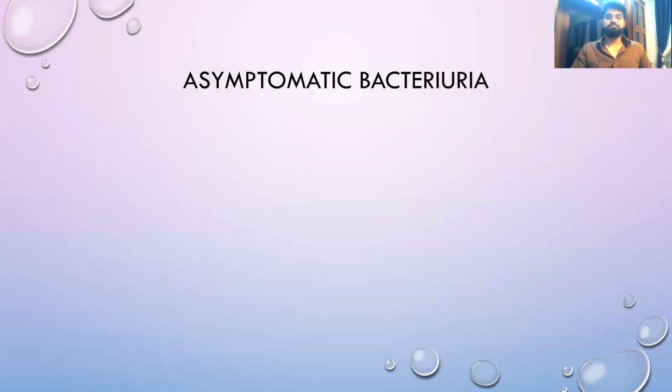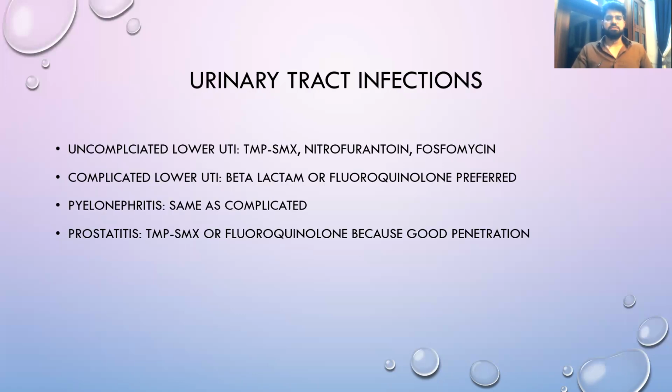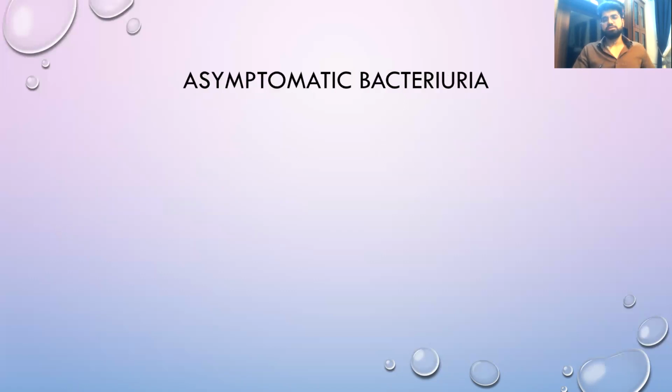Asymptomatic bacteriuria. Okay, asymptomatic bacteriuria. When do we treat this condition? We treat it only when the individual is pregnant. That is the only condition when we treat asymptomatic bacteriuria. Otherwise, we do not, because the complications of these conditions can actually be high in pregnant individuals. It can lead to preterm birth and other complications.